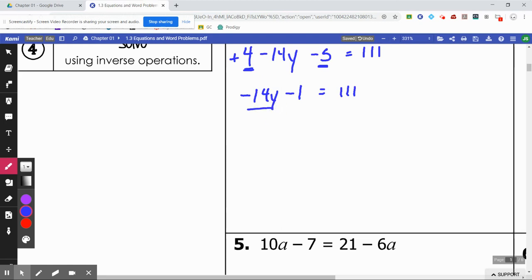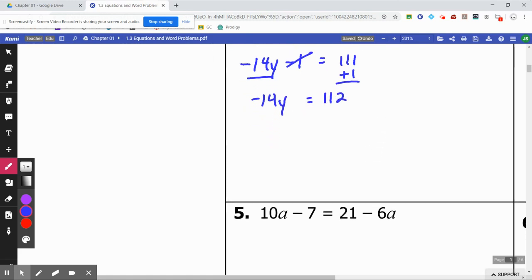Let's leave all of our y's over here, and we can move our minus 1 to the other side by adding 1. That gives me negative 14y on the left side. That gives me 112 on the right side. The last step, since these are being multiplied, we will divide by negative 14, and we'll get y equals positive divided by negative is a negative. 14 into 112 will go 8 times. So y is negative 8.